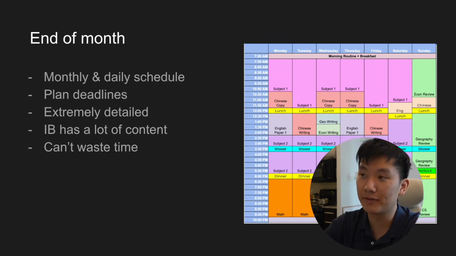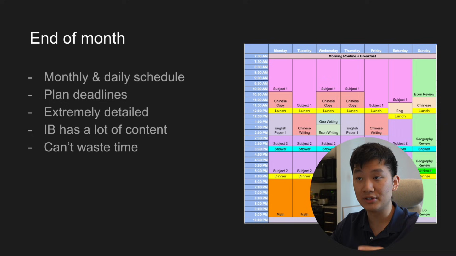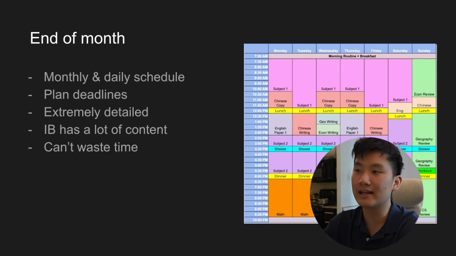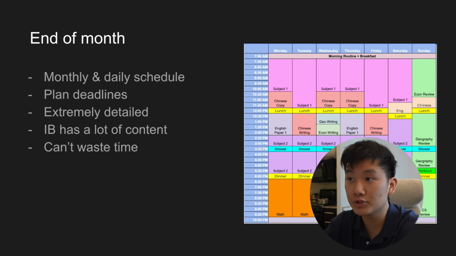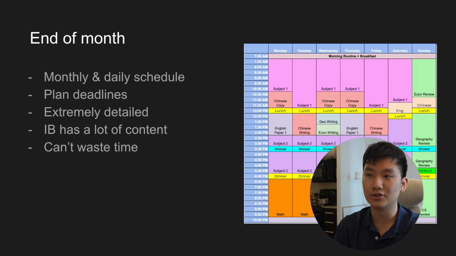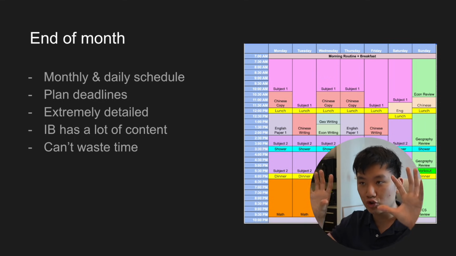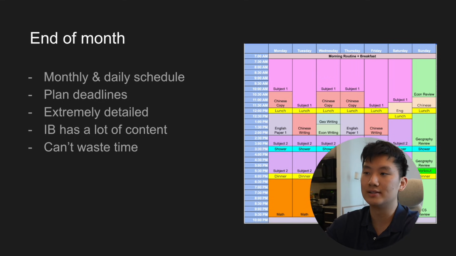Finally, you end off the month by creating a new daily and monthly schedule for March, where you plan out the deadlines and hours for memorizing certain notes, for doing math, and for writing essays. You want both of these schedules to be extremely detailed so you don't end up wasting any time. You also have to try and follow your schedules completely, never deviating from the plan.